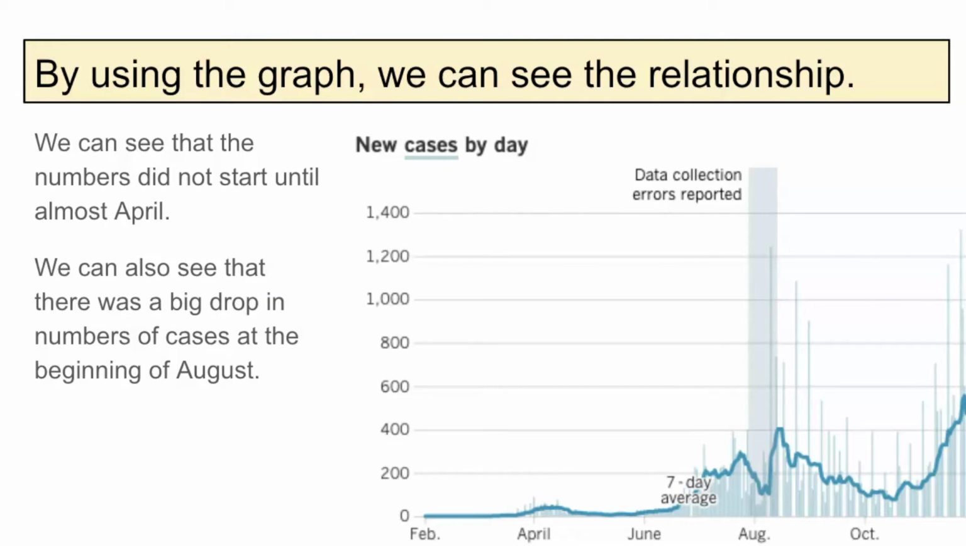We can see that the numbers did not start rising until almost April. From February, it was all right along the line here at 0, and then just about coming up into April, we started having a rising number of cases. We can also see that there was a big drop in numbers at the beginning of August.